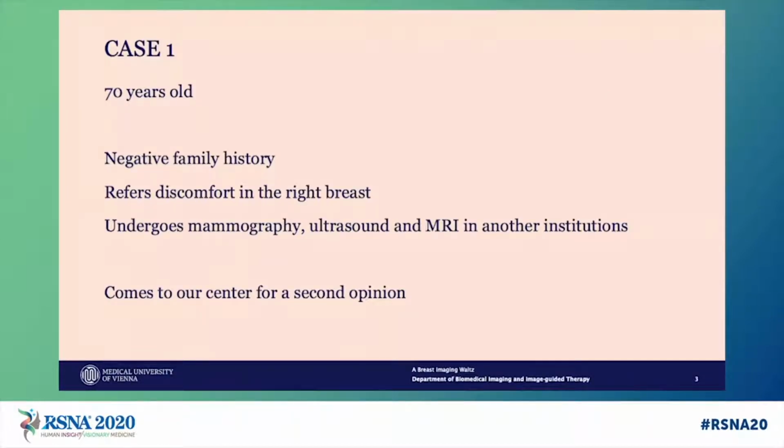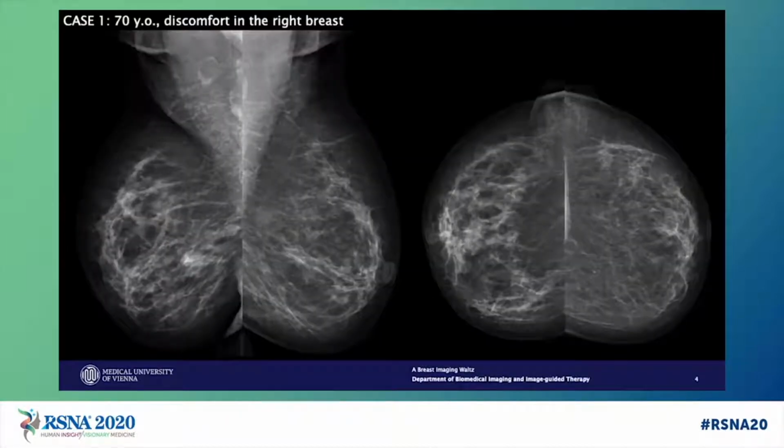negative family history for breast cancer, who complains about discomfort in the right breast for several weeks. She already underwent mammography, ultrasound, and MRI in another facility, and she came to us with all the images for a second opinion. If you see the mammography performed in another facility, there is an obvious asymmetry between the two breasts with a denser right breast.